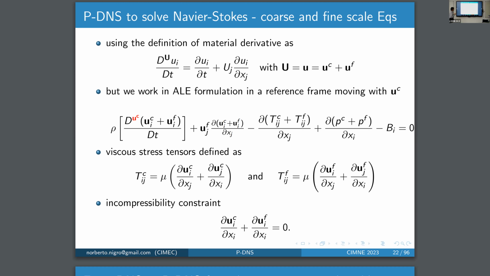the coarse mesh first, previous to solving the fine mesh. So we prefer to move to the ALE formulation, where instead of U we use UC. So this is an extra term that appears when you move from U to UC. Here you have the stress tensor in the coarse mesh. This is the stress tensor in the fine mesh, and also we have to impose the incompressibility.